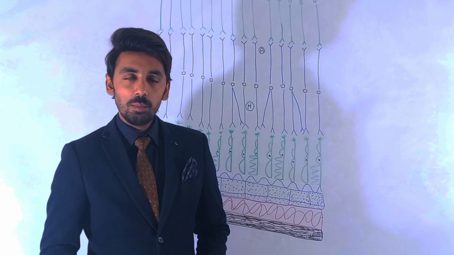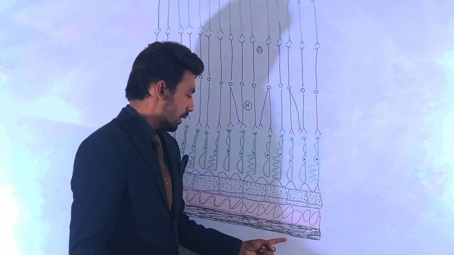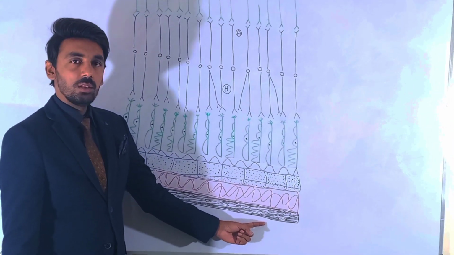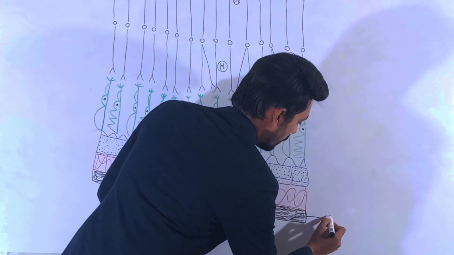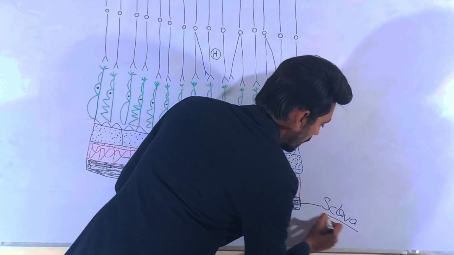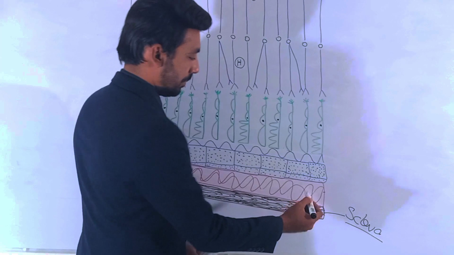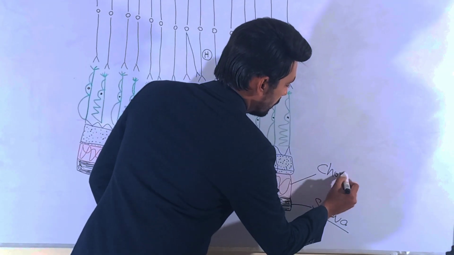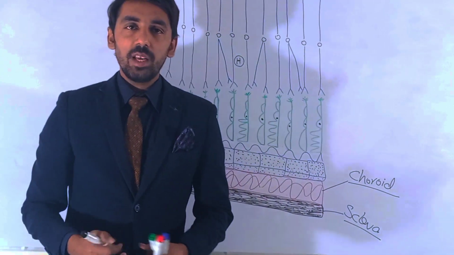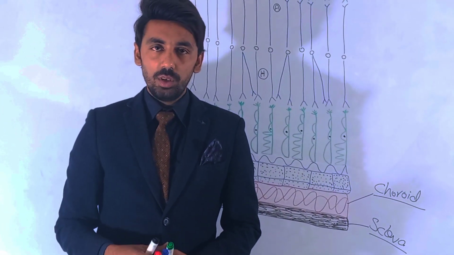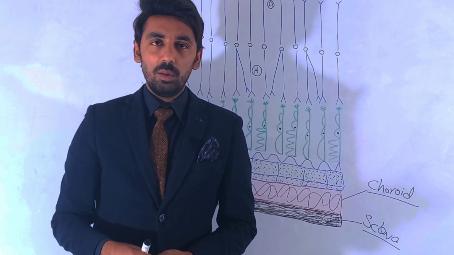Now in this video, we will discuss the different cells and layers of the retina. First of all, this black portion is called the sclera, which is the toughest membrane of the eyeball. And after the sclera, this reddish portion is called the choroid. And the blood supply of the choroid is actually coming from the internal carotid artery. The internal carotid artery gives its blood supply to the ophthalmic artery.